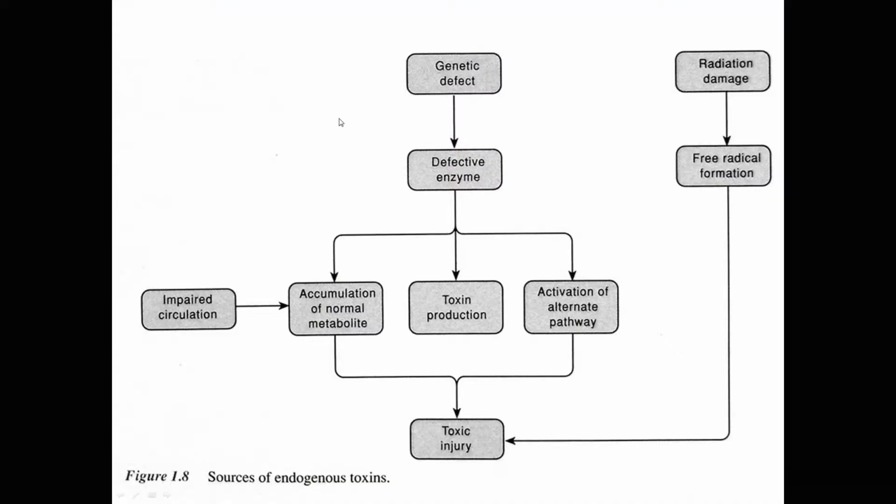This is a picture presenting the sources of endogenous toxins, for example, genetic defects. Most commonly, they result in defective enzyme functions, producing either an accumulation at high level of a normal metabolite exerting a toxic effect, or a direct toxin production, or an activation of an alternate pathway causing the toxic injury. The impaired circulation may also contribute to the accumulation of high levels of normal metabolites causing a toxic injury.